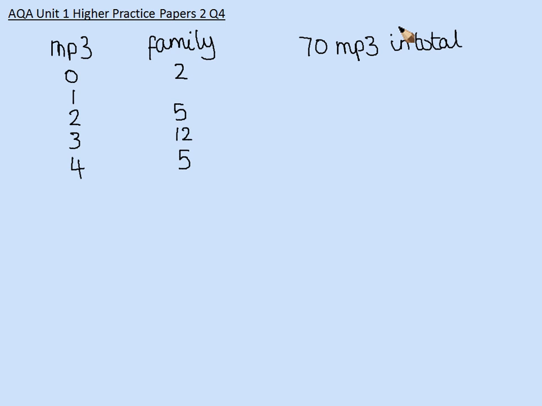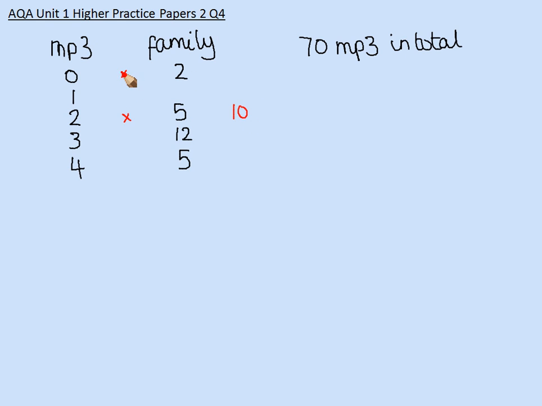Now there's 2 stages to this question. First of all, we're going to have to work out this missing number here. Now to do that, we've got to be really careful that we remember that this isn't just 2 MP3 players, because we've got 5 families that own 2 MP3 players. So altogether, we've got one family that owns 2, then another family that owns 2, then another family that owns 2. So altogether we've got 5 lots of 2 from there.